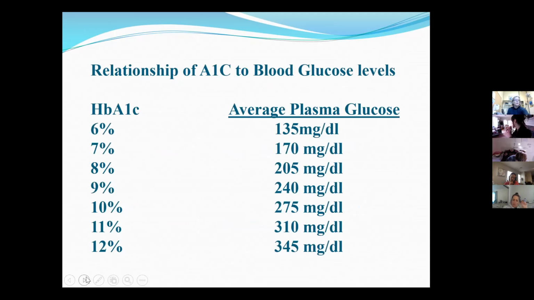So A1C is going to show our average glucose concentration. And here's the relationship of the A1C to blood glucose levels overall. A person with a 6% has an average plasma glucose of about 135. The higher we go on the A1C, the higher the average plasma glucose level is. So when we see patients with high HbA1cs, we know that their blood sugars have been quite poor.